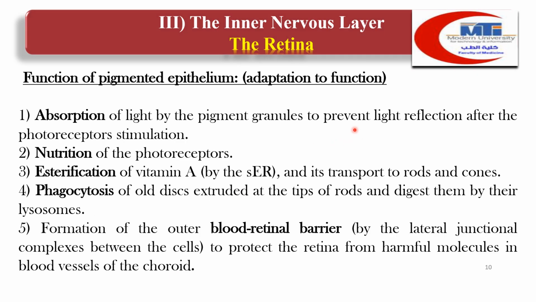Let's know how the retinal pigmented epithelium is adapted to its function. The function of the retinal pigmented epithelium: the cells contain melanin or pigment granules, which are responsible for absorption of light to prevent light reflection after the photoreceptors' stimulation.